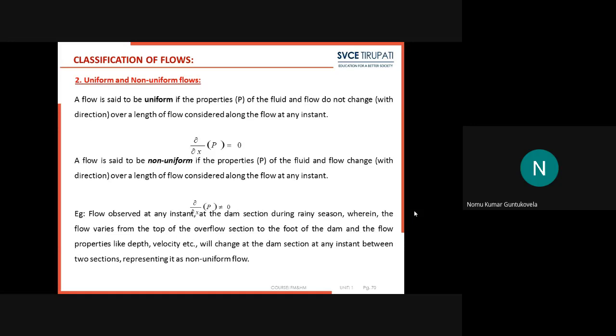That means throughout the section, throughout the chamber, whatever we are having there, it should be constant. That is dp by dx equals 0. While coming to the non-uniform flow, throughout the length it may change. That is dp by dx not equal to 0. So very small changes are there.